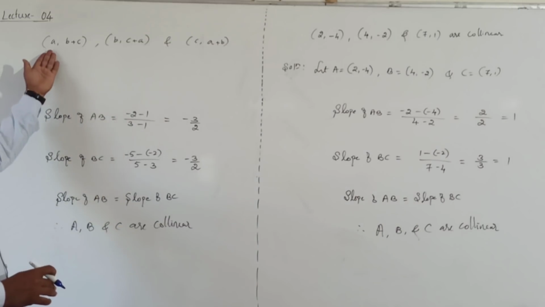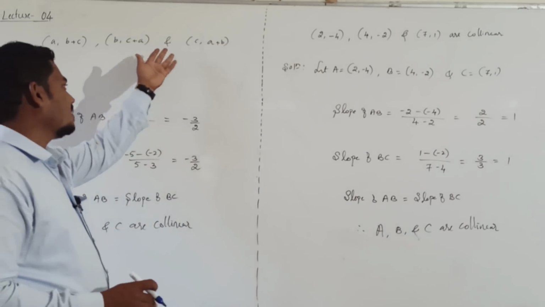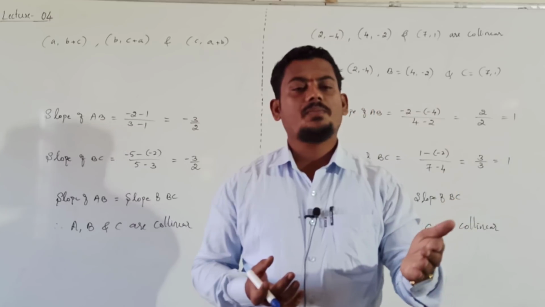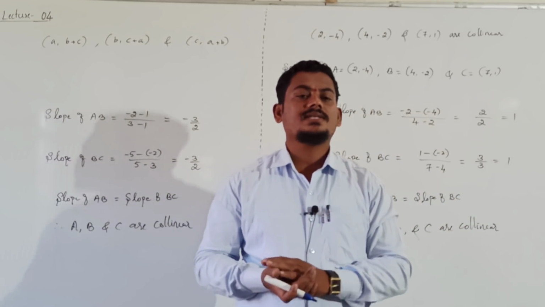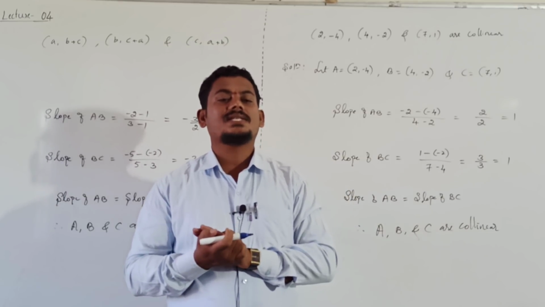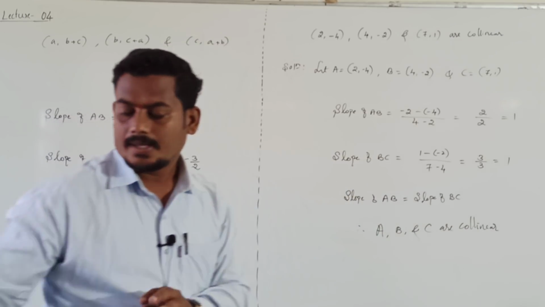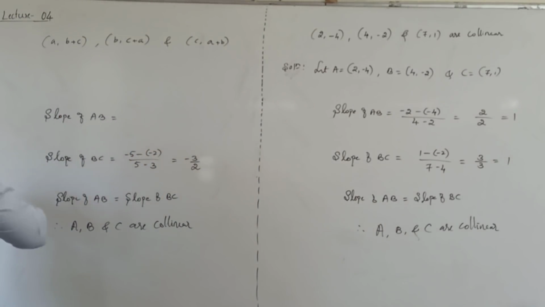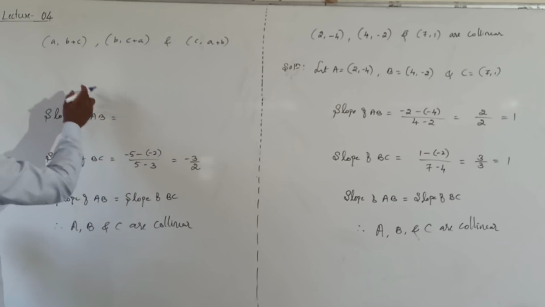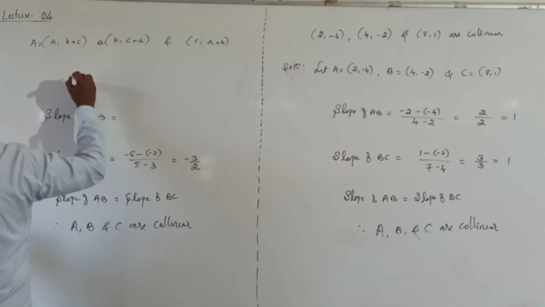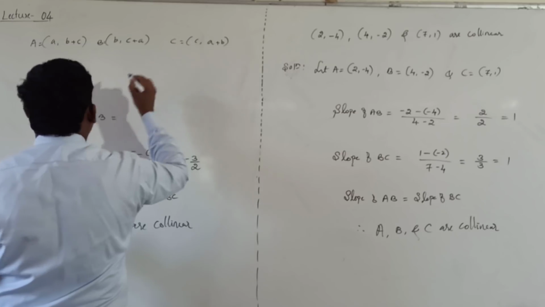Means just take the first point as A, second point as B, third point as C. Simply find slope of AB and slope of BC. Suppose slope of AB is equal to slope of BC, then clearly the points are collinear, otherwise non-collinear, right? I will treat the first point as x1 y1, second point as x2 y2, and take this as A and this point is B and the third point is C, right?